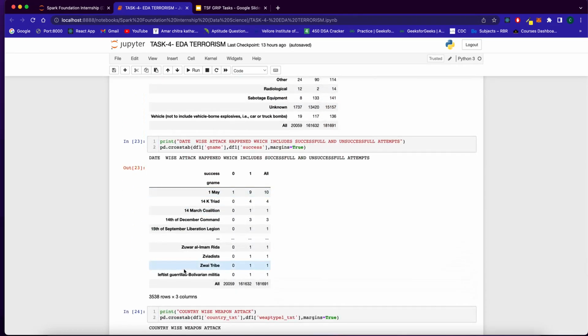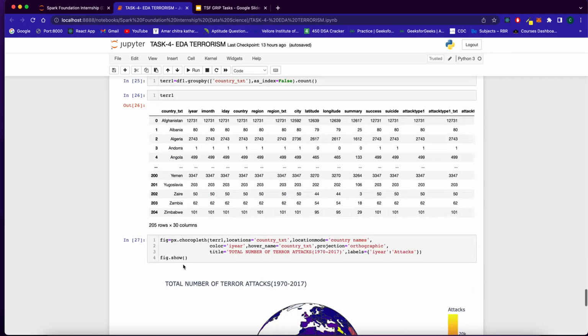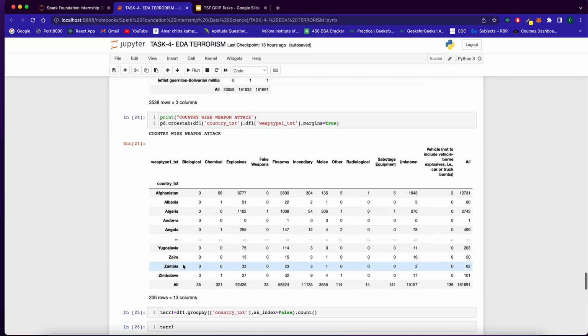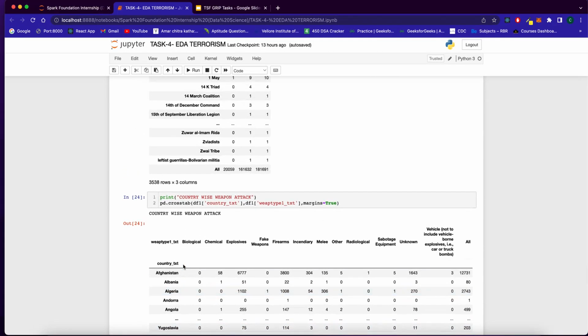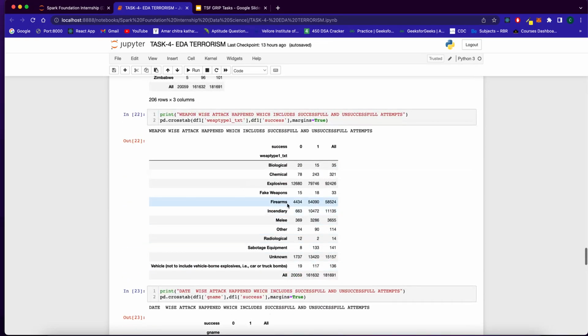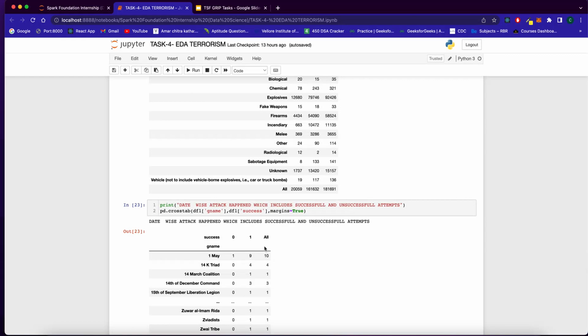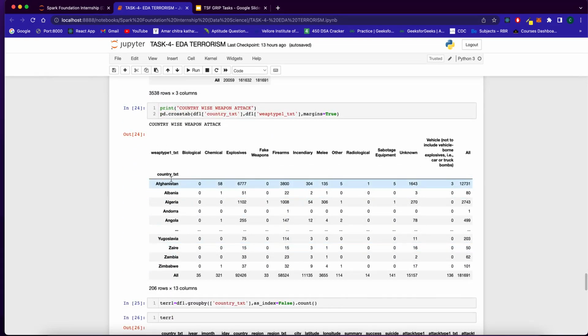Another thing I wanted to show was, in the earlier table, the number of attacks happening in a country and what type of weapon was used, such as biological, chemical, explosive. But I wanted to show my stakeholders one more thing: which weapon is mainly used in which country. That is also quite important, whether biological, chemical, explosive, fake bombers, etc.